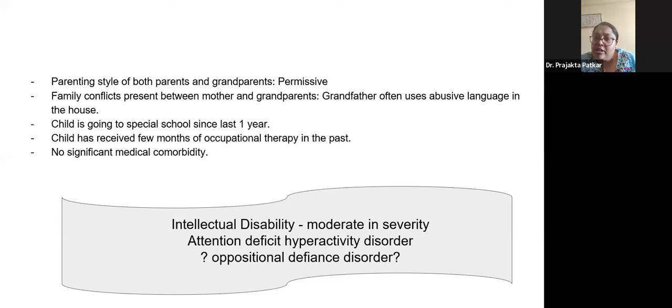Apart from the intellectual disability, yes, there were signs of ADHD as well, and that happens very often, that along with intellectual disability, almost 30 to 40% of the times there is another psychiatric comorbidity. More often than not, ADHD, conduct or oppositional defiance disorder, or a seizure disorder, and hence it's always better to have both diagnoses into consideration. Next slide, please.